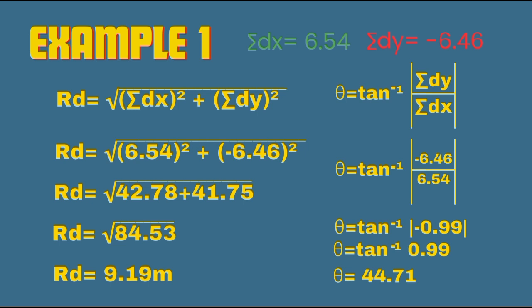So theta is equal to tan⁻¹ of negative 6.46 divided by 6.54, which will be negative 0.99, which has an absolute value. The absolute value turns any negative or positive into positive. So tan⁻¹ 0.99 gives us the angle 44.71.